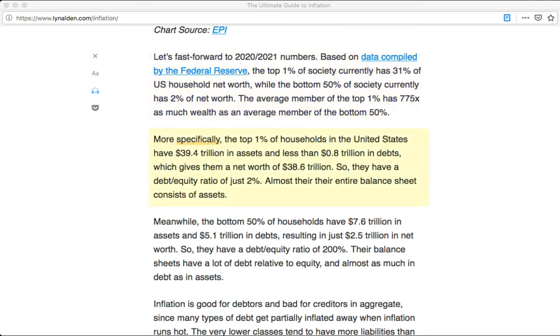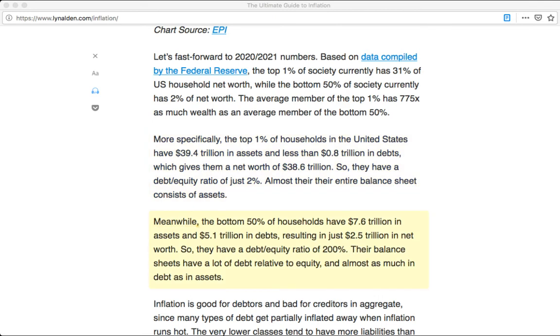More specifically, the top 1% of households in the United States have $39.4 trillion in assets and less than $0.8 trillion in debts, which gives them a net worth of $38.6 trillion. So, they have a debt-equity ratio of just 2%. Almost their entire balance sheet consists of assets.